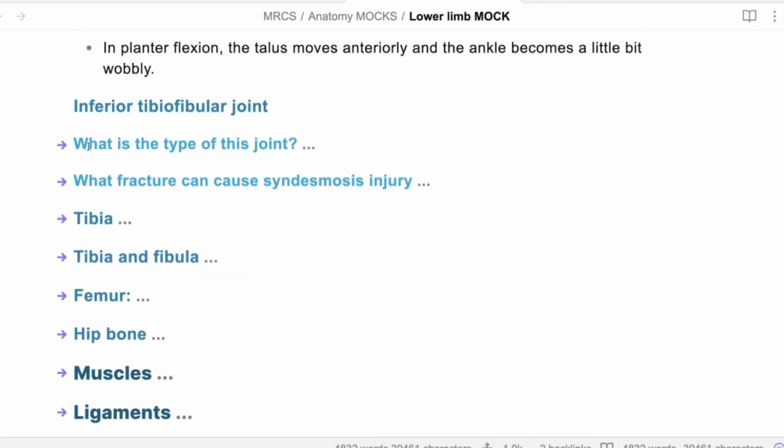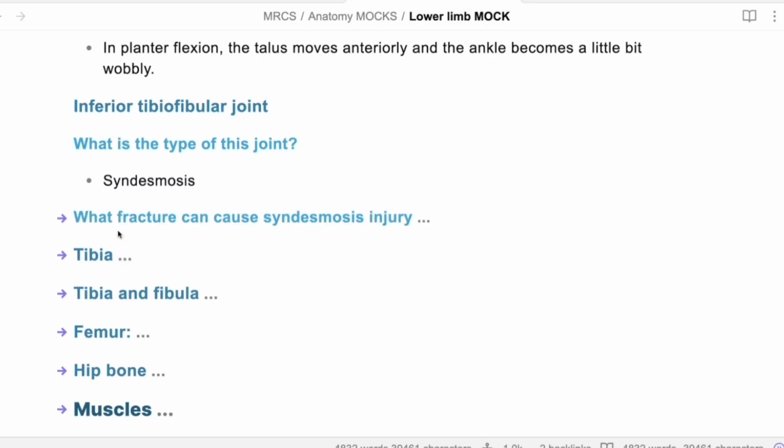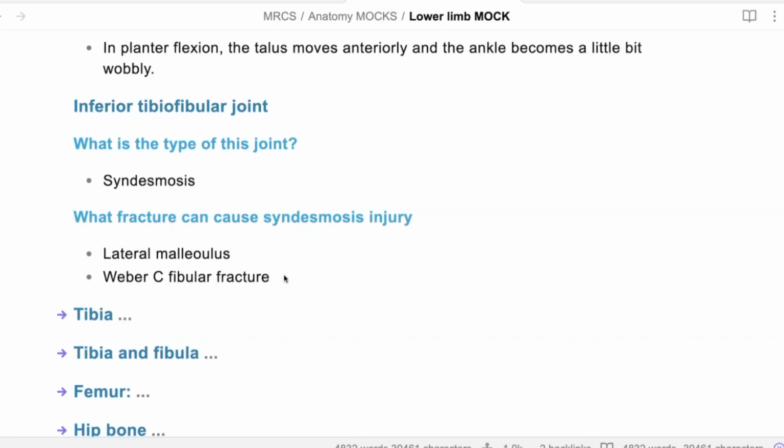Okay, inferior tibiofibular ligament, sir. This is the syndesmotic type. All right. And what fracture can cause syndesmosis injury? Sir, Weber C fracture. Okay, excellent. So Weber C fracture, well done.